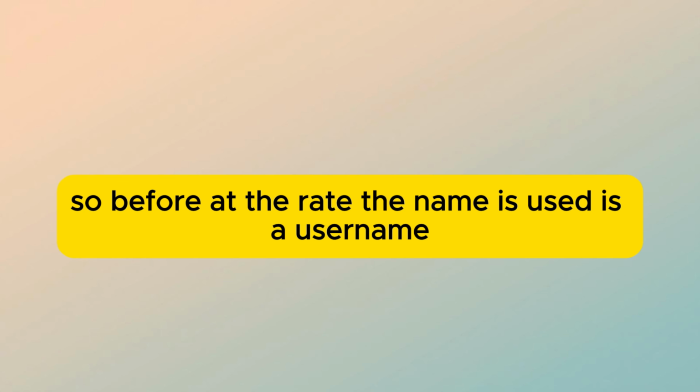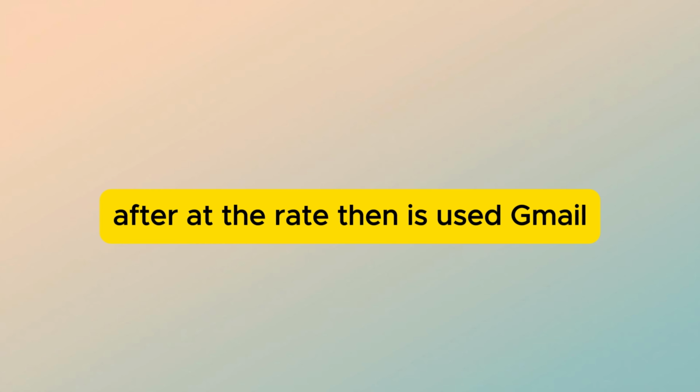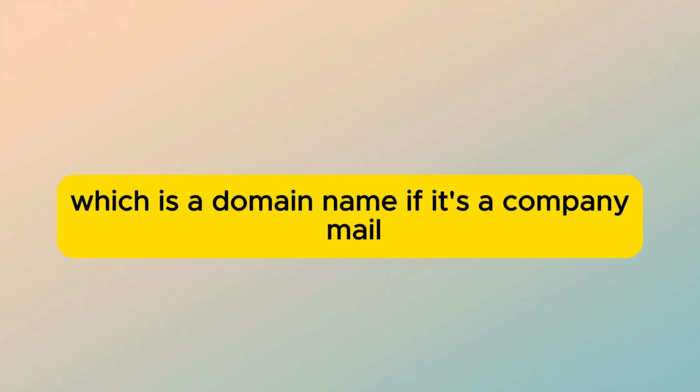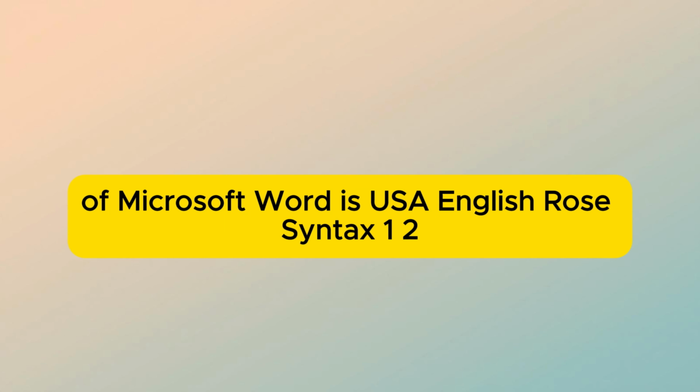So before at the rate, the name used is the username, whatever the characters are. After at the rate, Gmail is used, which is the domain name. If it's a company mail, then it's a company name, and at the end .com. Default language of Microsoft Word is USA English.